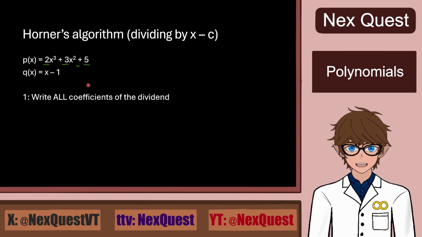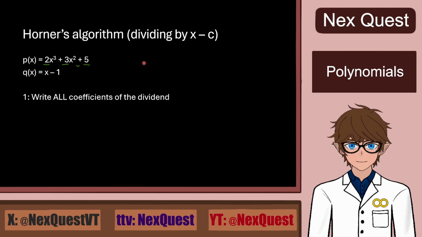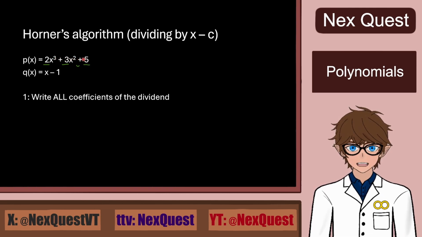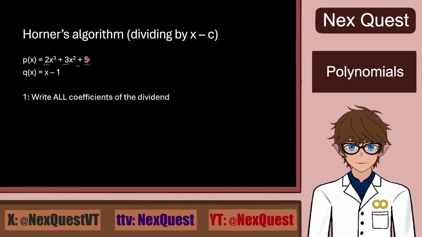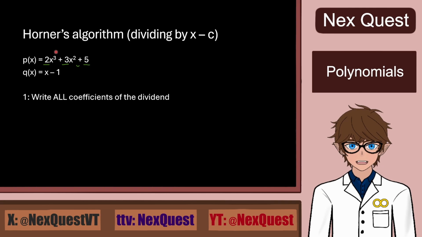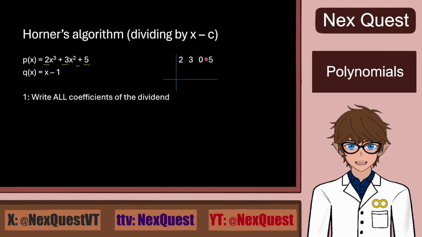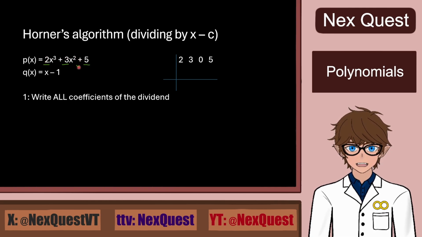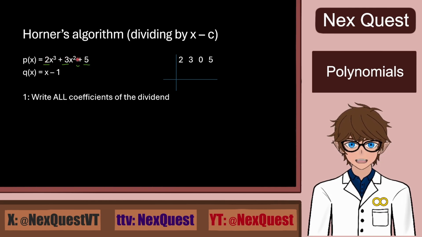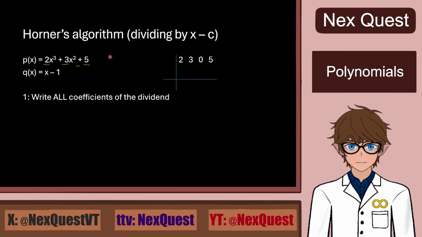First we have to write out all the coefficients of the dividend, a.k.a. the numerator, the p of x. But the important part is that we write out all the coefficients from the leading term to the constant, which means that if the degree of the polynomial is 3, we need to have 4 coefficients, 1 for each exponent from 0 to 3. Here I made a table and I ordered them like this. So the leading term, then the second one, then this one that is missing because there's no x, we know the coefficient is 0, and then 5.